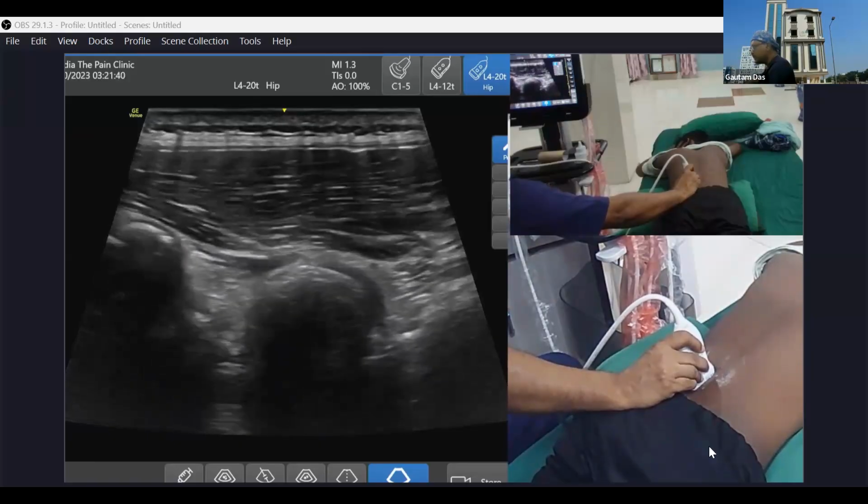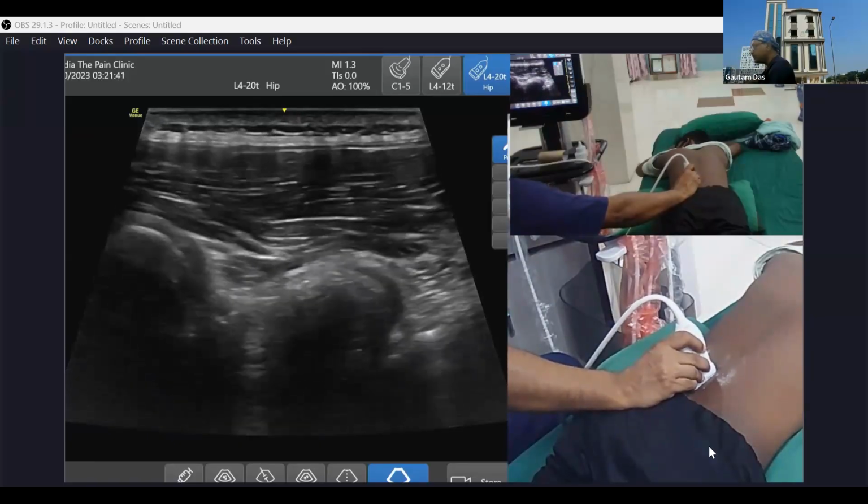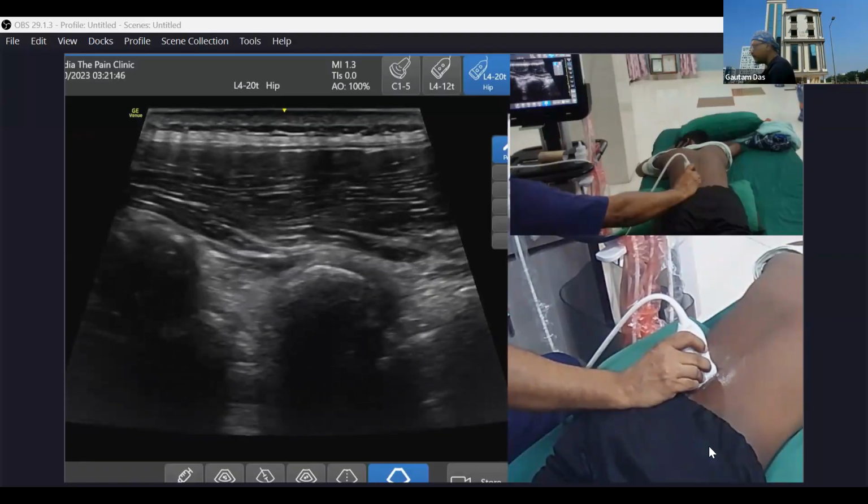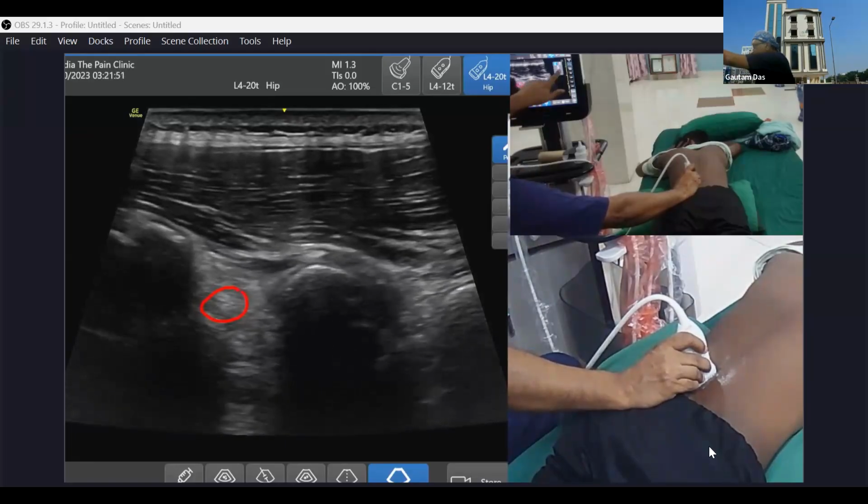Classically, in the book, it is described that in between the two mammillary processes, you can go by out of plane technique. But out of plane technique is always dangerous. You know, here, this is your nerve. Out of plane technique is dangerous.